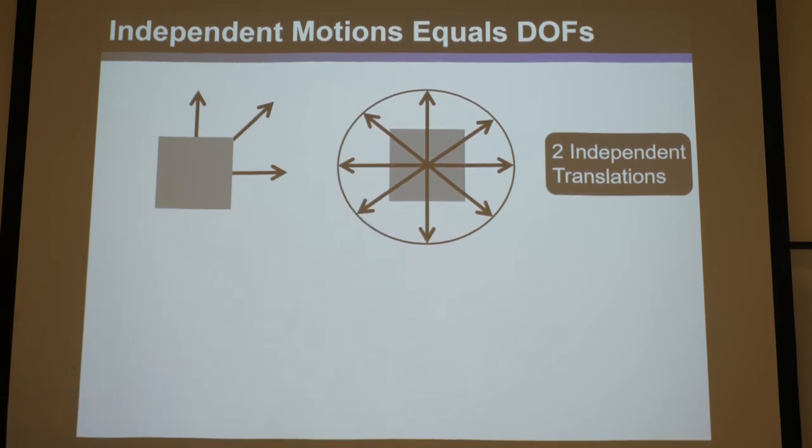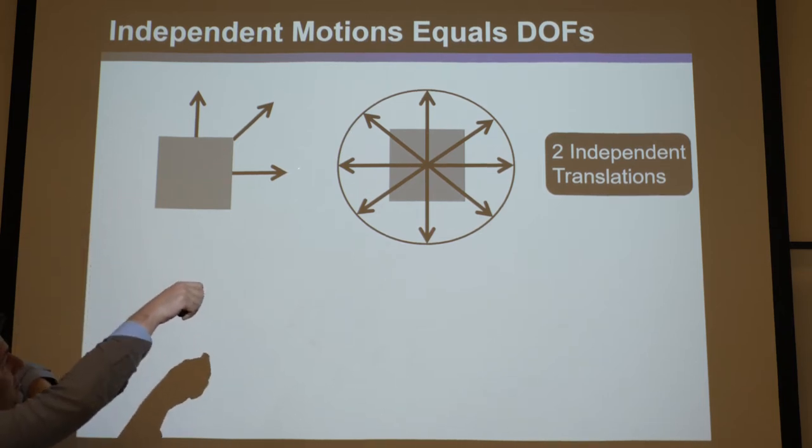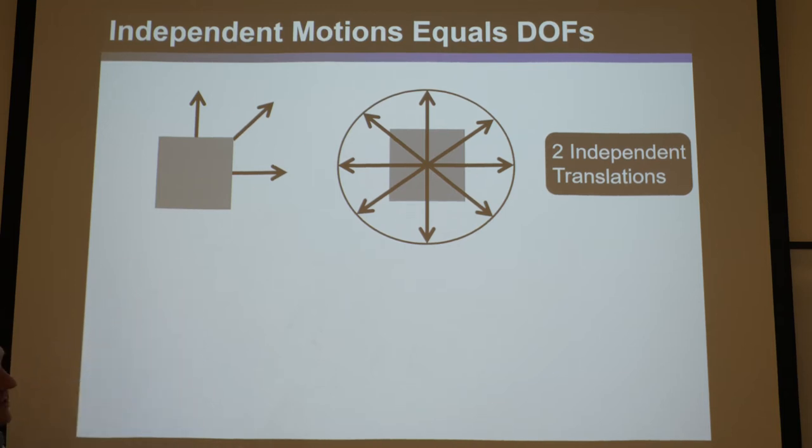And by the way, they don't have to be the 2 orthogonal ones, right? If I just told you it could move in this direction and that direction, the combination of those two would get all of these as well. So there's no reason they need to be orthogonal to be independent. It's also not true of the last example. We'll be talking a little bit more about that.